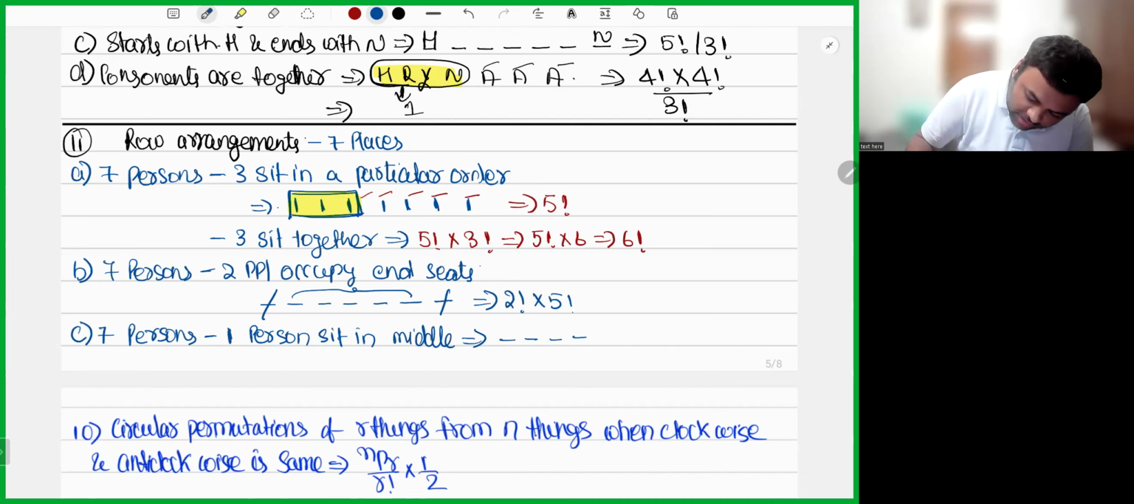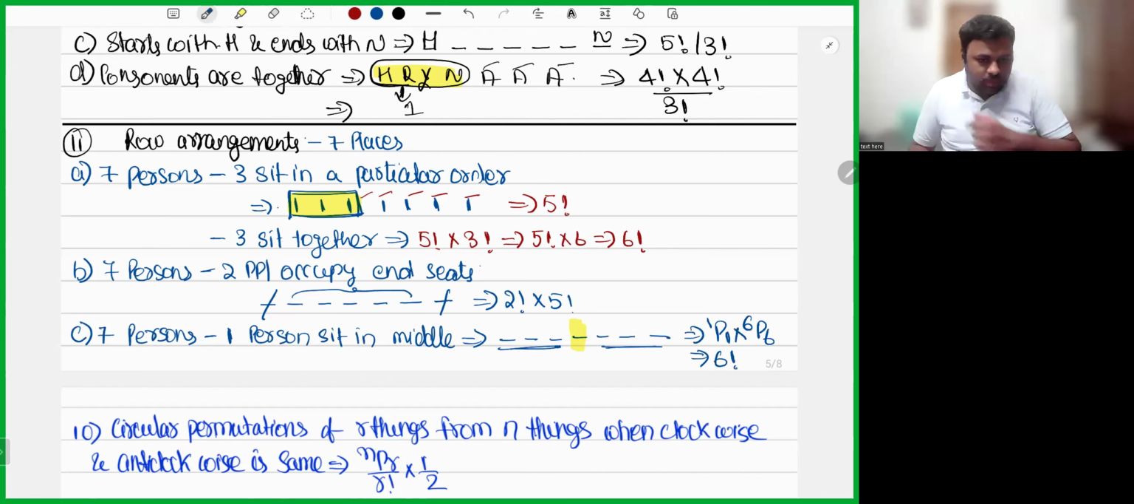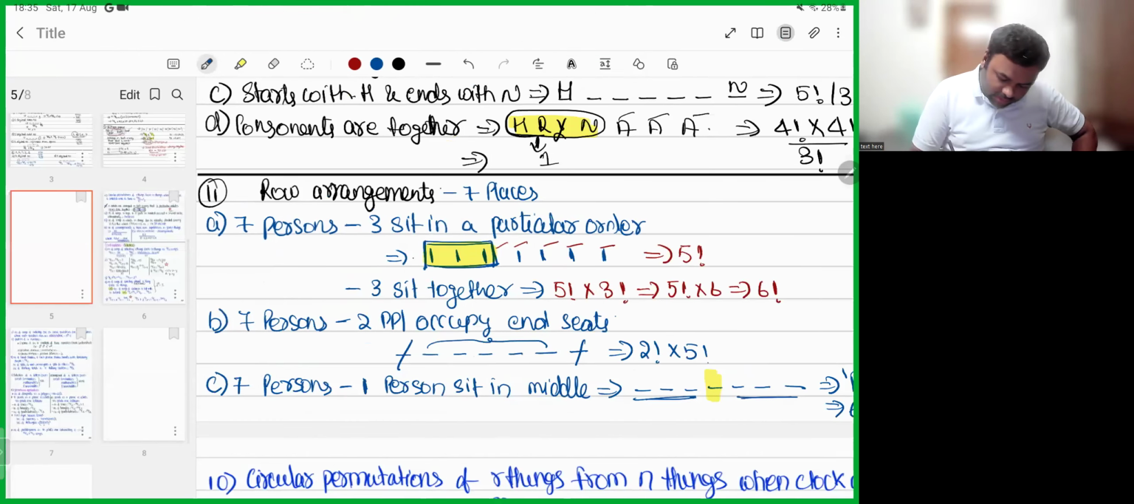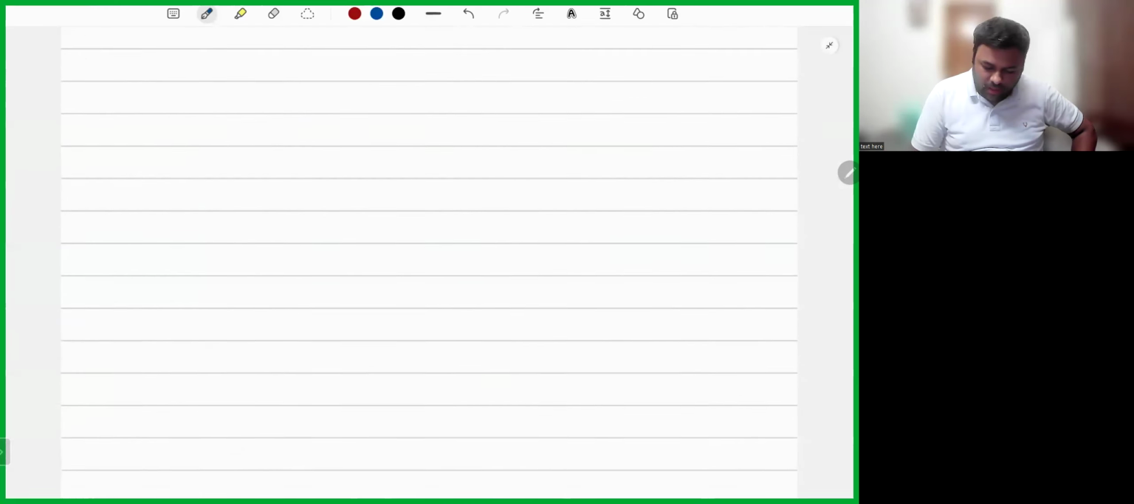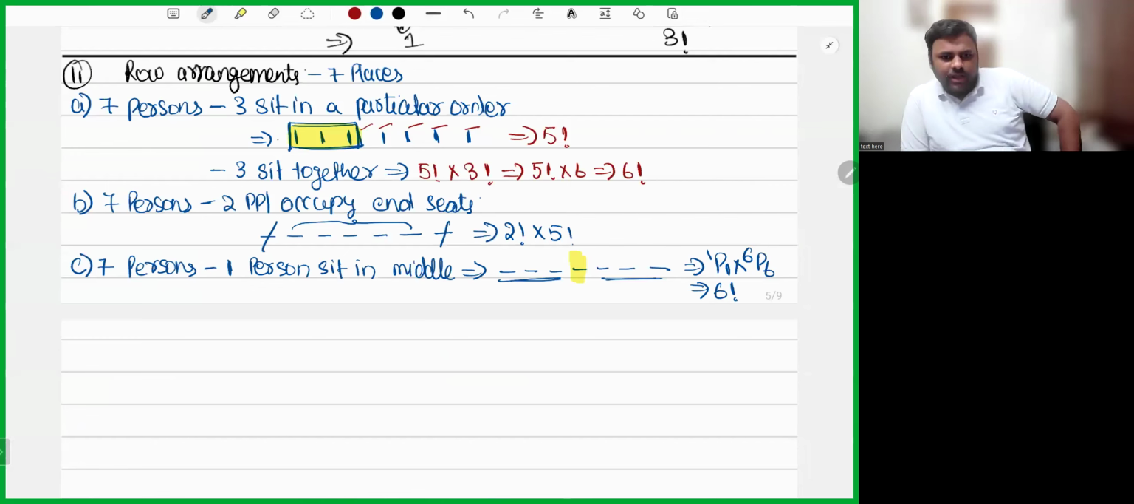1, 2, 3, 4, 5, 6, 7. Take that 1 person and make him sit in middle: 1P1. Balance 6 people can arrange themselves in 6 places in 6P6 ways. That is simply 6 factorial. So I hope this 11th point is clear. Row arrangement, 7 places, 7 persons. First, 3 sit in a particular order, 3 sit in any order. 7 persons, 2 people occupy n seats. 1 person will sit in middle.